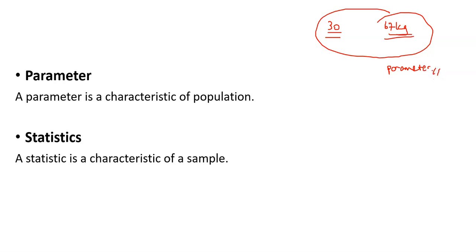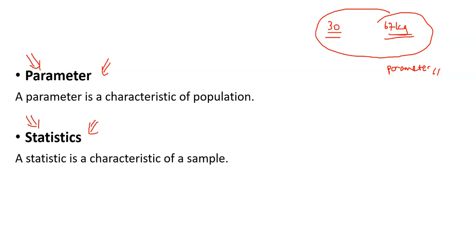But if I say the average weight of student is, I generalize it, 67 kilogram based on these 30 students, this is statistic, because by using a little sample, I infer about the population. So if you obtain something by using the whole population, that is parameter. If you use a group of people, a sample, to obtain some information and infer about population, that is statistic.